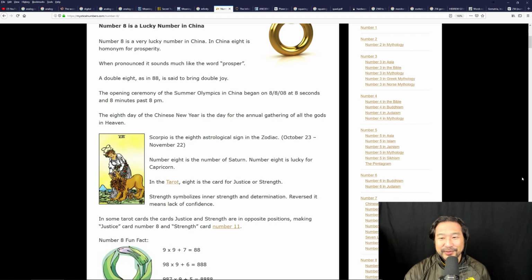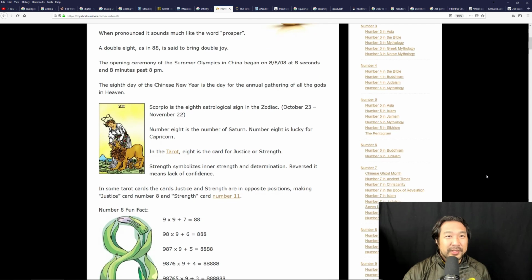It's interesting because when we see Hollywood movies, we see the 88 as kind of being a bad thing, like a triad and all this other stuff from Japan. And then if you watch Kill Bill, interesting how it just always seems that way. Everything gets inverted and perverted. The opening ceremony of the Summer Olympics in China began on 8/8/08 at 8 seconds and 8 minutes past 8 p.m. Wow, China really went all overboard on that, didn't they? I didn't realize that. The 8th day of the Chinese New Year is a day for the annual gathering of all the gods in heaven.